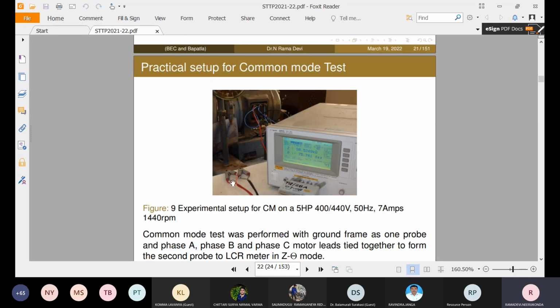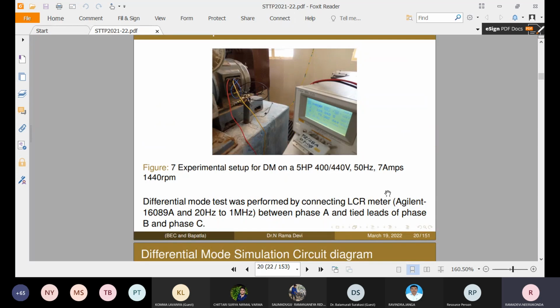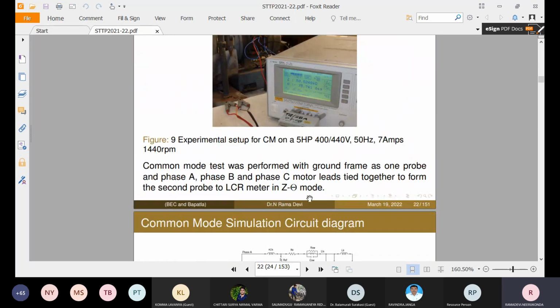So this is the practical setup of the common mode test. This setup is used for measuring the impedance by connecting the probes between the tied terminals of phases A, B, C and ground. This will give us the capacitance value corresponding to the stator to frame, and this gives the information of slot to slot capacitance.